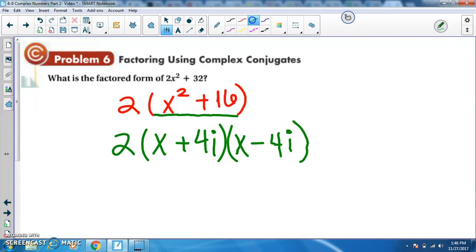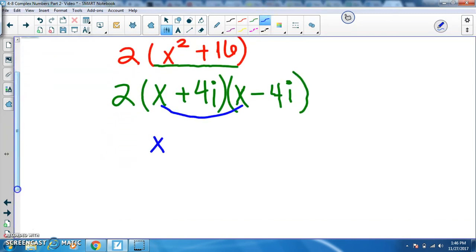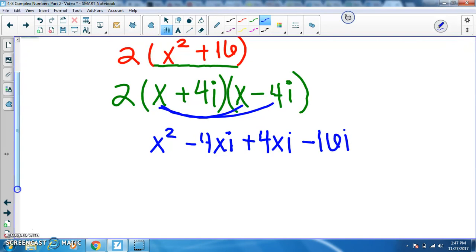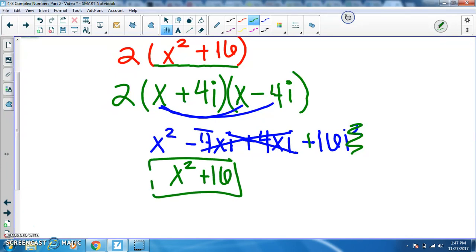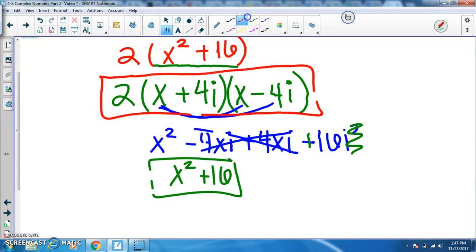Bring down my GCF. So that's going to cancel out my middle term, and it's going to make my last term positive. To double check, you could FOIL. You would do x times x, which is x squared. My 4xi's cancel. Whenever I have i squared, I change it to positive, and we are left with x squared plus 16. So my factored form would be 2 times x plus 4i times x minus 4i.